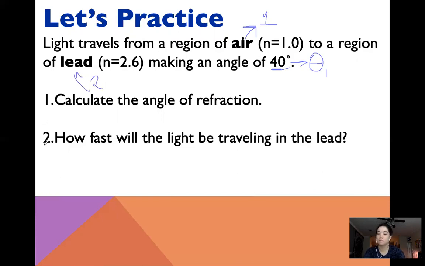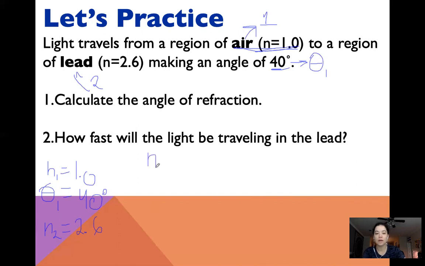So figuring out my givens, I'm going to write N1 equals 1.0 because air, right, is my first medium. The N for air is 1.0. Technically 1.00029, 1.0 is good enough for me for this problem. Again, notice I'm providing it for you in the problem, okay? My angle of incidence, my theta 1, equals 40 degrees. And then N2 equals 2.6.